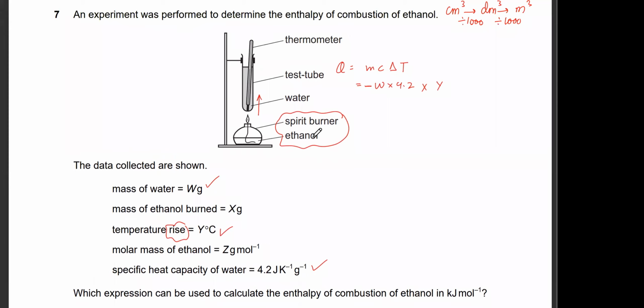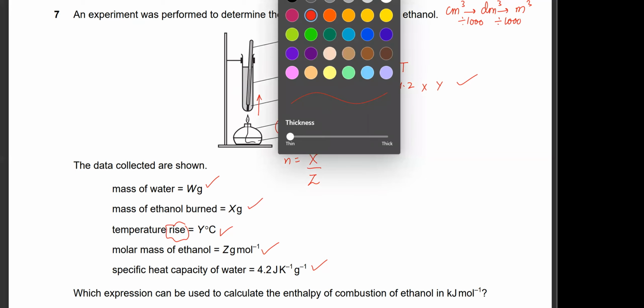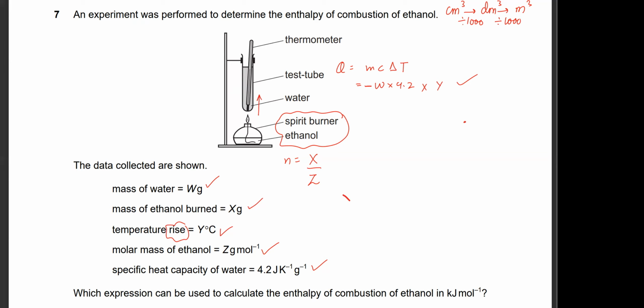How many moles of ethanol were burnt? Find the moles of ethanol that produced this much energy. The mass of ethanol is x grams, divided by the MR, which is given, z grams per mole. So those are the moles. The next part is you're going to use ratios. For these moles, x over z, the amount of energy produced was this much: minus W times 4.2 times delta T, which is Y. Is this clear? Okay, clear?